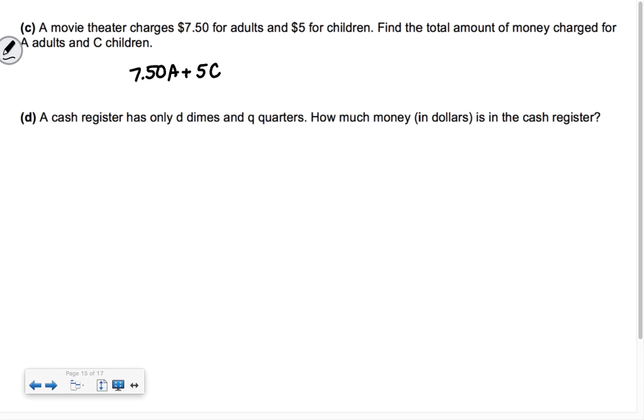A cash register only has D dimes and Q quarters. How much money in dollars is in the cash register? So this is a little bit different. So for every single dime, what do we have? How much is each dime? It's worth 10 cents, right? So how do I write that in terms of dollars? Yeah, 0.10, exactly. So I have 0.10 for every single dime. So 0.10D, 10 cents for every dime. And how much for every quarter? 0.25Q, exactly. So that is how much money you would have in the cash register. All right, making sense?